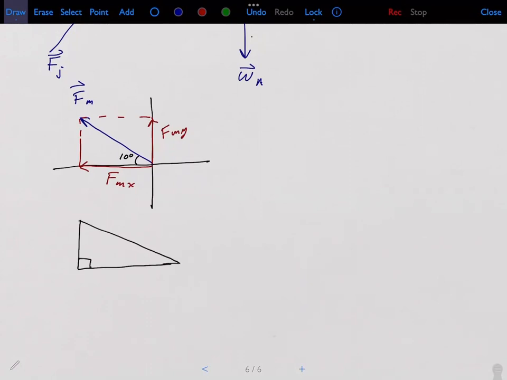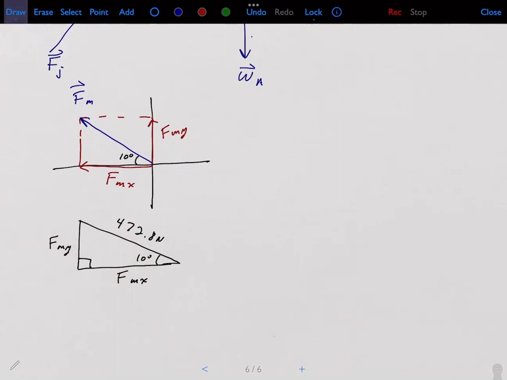I know the magnitude of Fm. We just calculated that, right? That was the deltoid muscle force. It's 472.8 newtons. I know this angle, 10 degrees. I want to find Fmx, Fmy. So again, let's start with the x component. This is adjacent to the angle 10 degrees, right? And the 472.8 is our hypotenuse. So I need to use the cosine function. And then to find the y, I need to use sine.